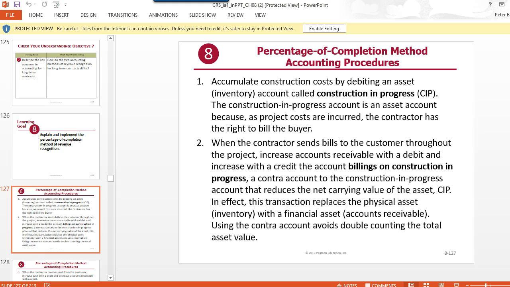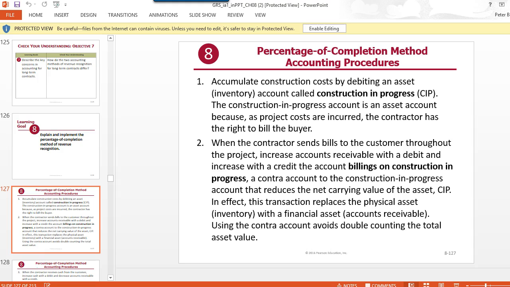And this account is an asset. And all it does is it basically collects all the cost affiliated with this project. So you're basically debiting this account every time you're incurring costs. So it's an accumulator. So just think of it as a simple T account, an asset, an inventory type of account that gets a lot of debits for the expenses that are incurred on this project.